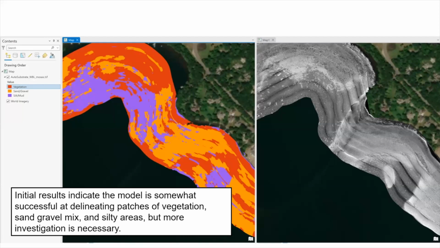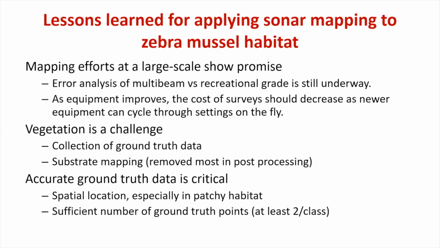accuracy of the classification. So taking a step back, the lessons learned for applying sonar mapping to zebra mussel habitat. First of all, the mapping efforts at a large scale do show some promise. We're still working on quantifying error analysis of the multi-beam versus the recreational grade survey, but we are able to get what look like very reasonable maps of substrate and mussel density.